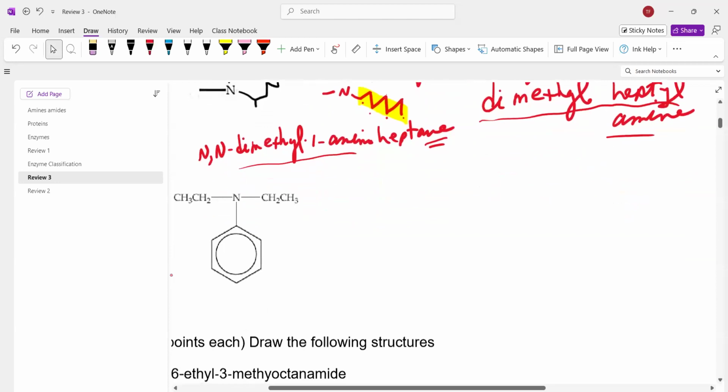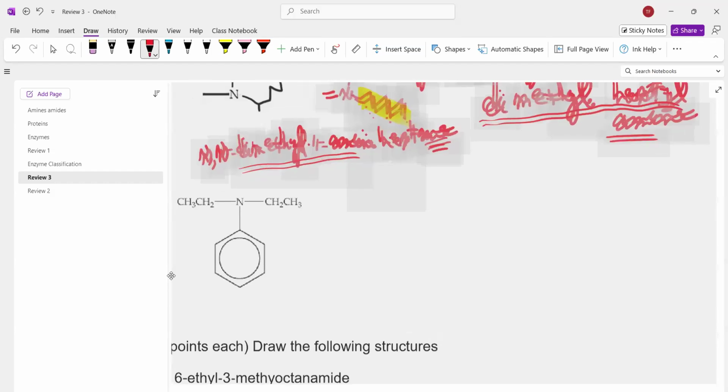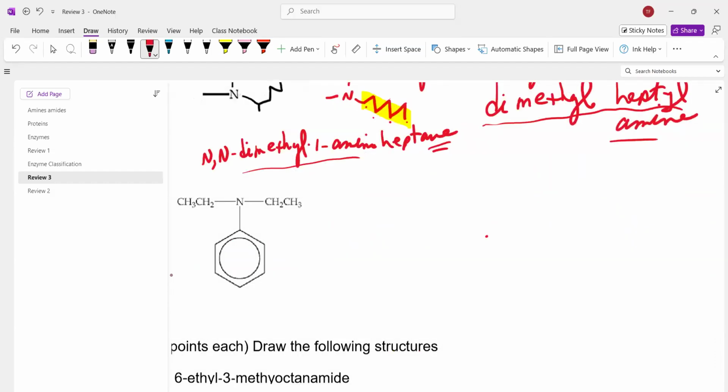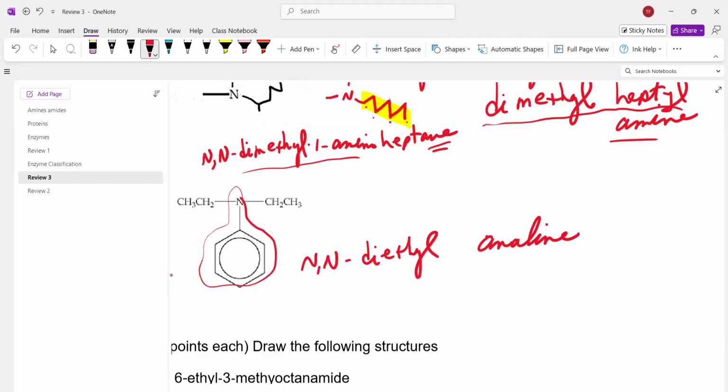Okay, here we have aniline, which is the aromatic base structure. And we have two ethyl groups. So it's going to be N,N-diethylaniline.